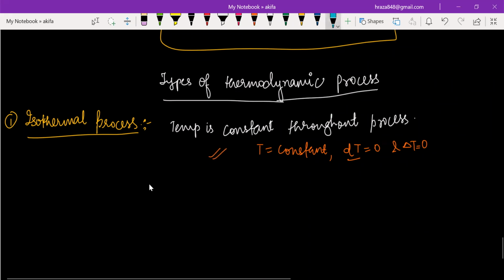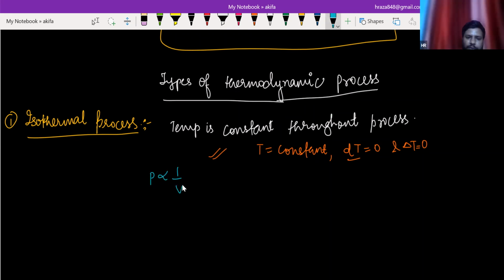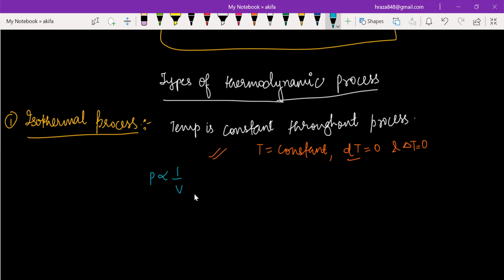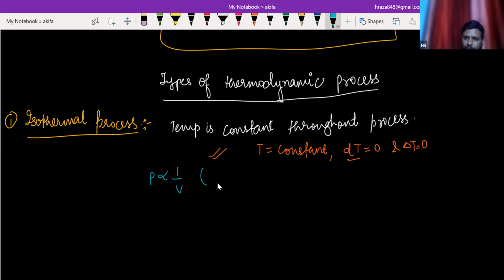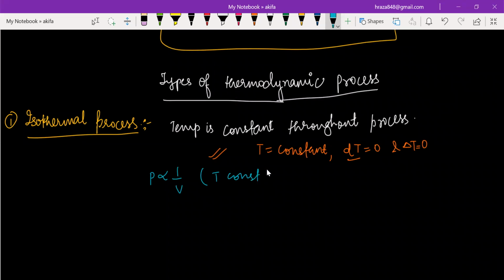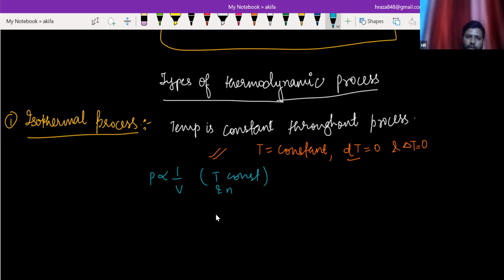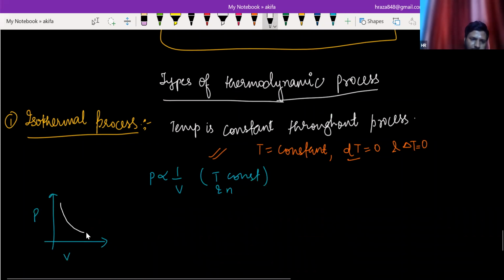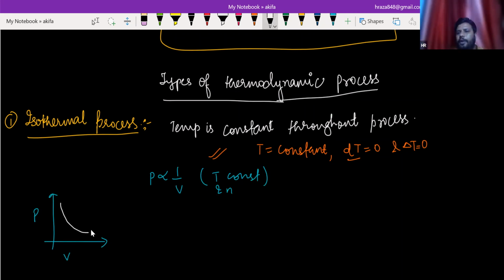Yes. Now P is inversely proportional to V, which law is this? Which gas law? Pressure inversely proportional to volume. Charles law? Charles law is V directly proportional to T. It is Boyle's law, right? At constant temperature and constant number of moles, we get a graph of P versus V like this.